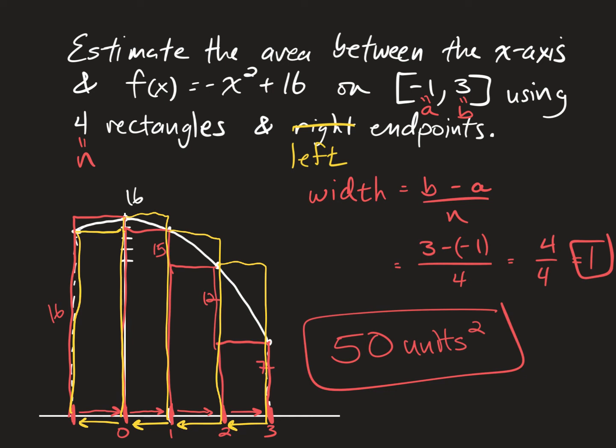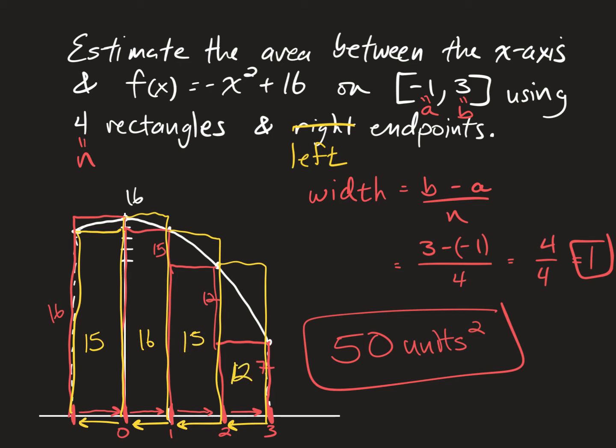But again, we can go through and figure out what all of that is, right? The first rectangle will have an area of 15. We already know it's 15 tall. The second rectangle will have an area of 16. The third will also be 15, and then 12.